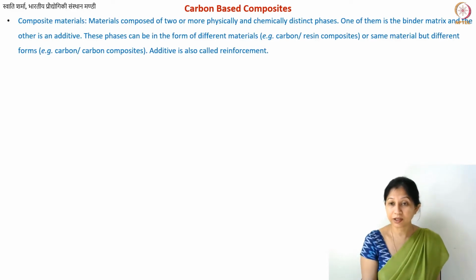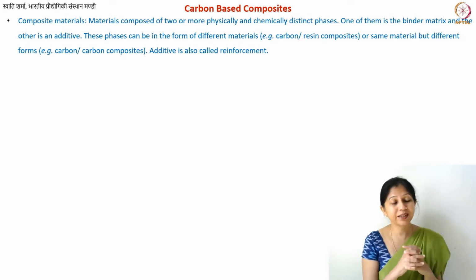Before that, first we need to understand what is a composite itself. What is the definition? Why don't we call it a mixture? So you read here that composites need to have at least two physically and chemically distinct phases. We put them together and this overall material is called a composite. But how is it different from a mixture?